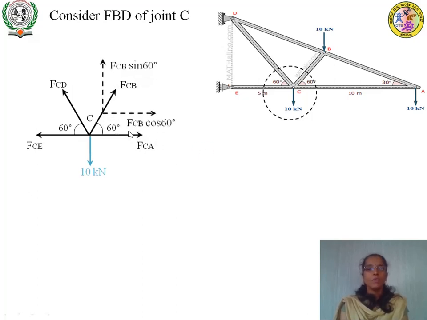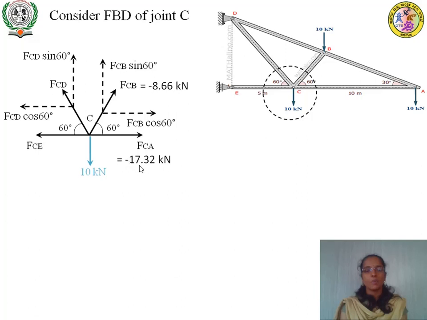Now we will resolve the forces. CB is making an angle 60 degree with respect to horizontal, therefore the x component will be FCB cos 60, and the y component is FCB sin 60. Similarly, the resolved components of CD are FCD cos 60 and FCD sin 60. We know force in member CB as minus 8.66 kilonewton and that of CA as minus 17.32 kilonewton.